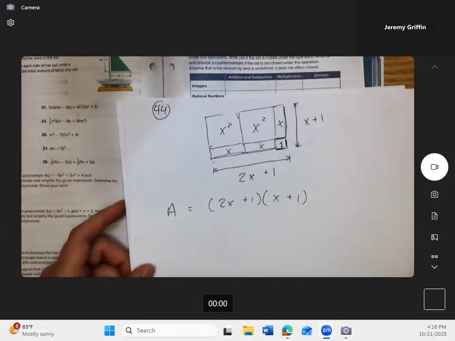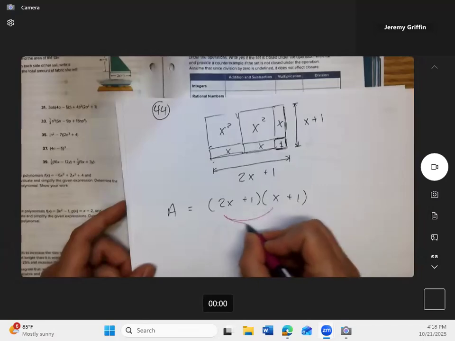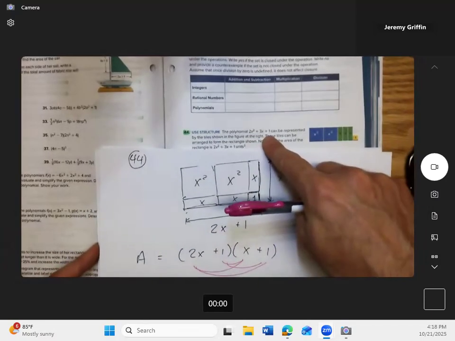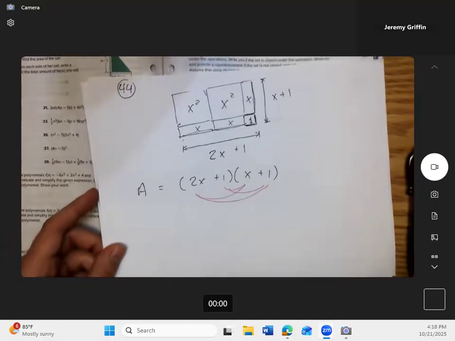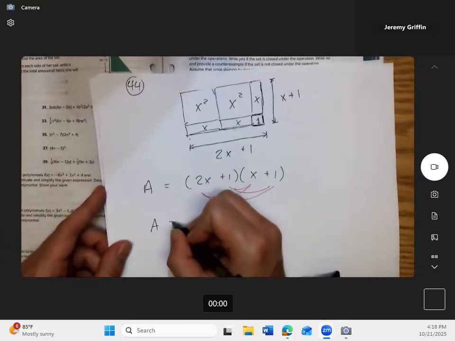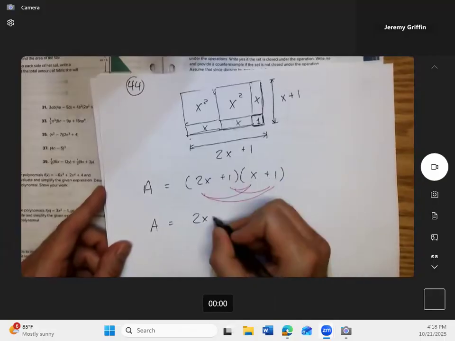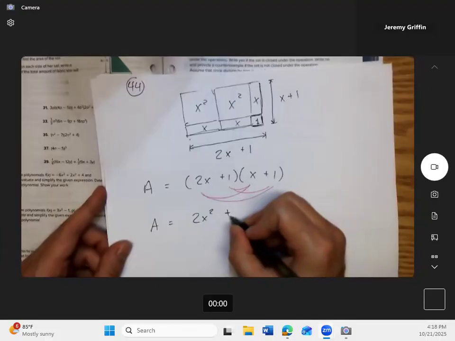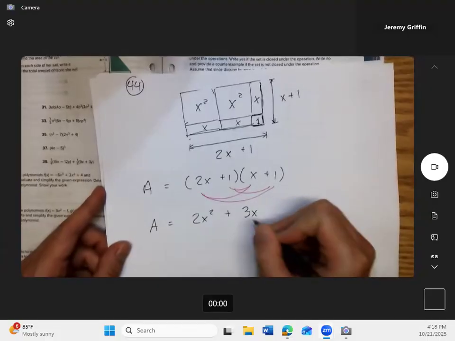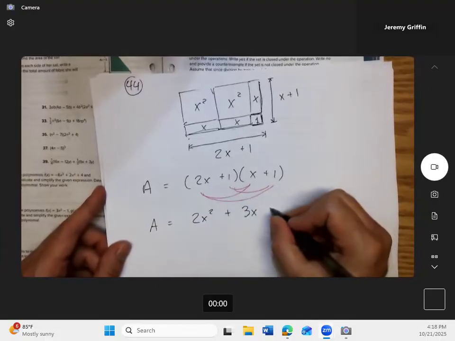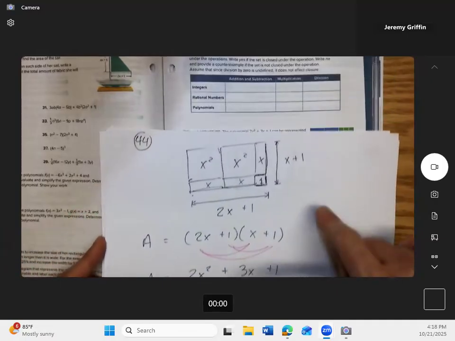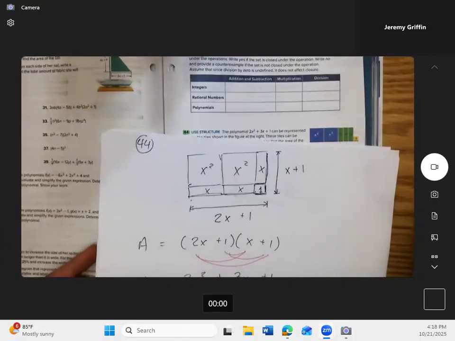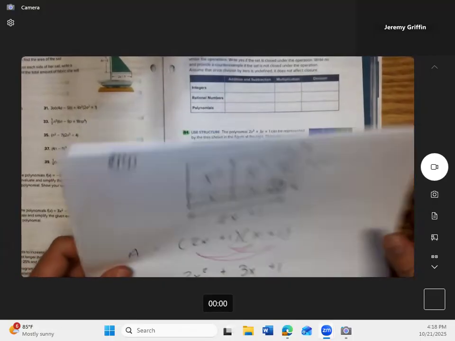Okay. Now, if I FOIL this out, first, outside, inside, last, I get the polynomial that we started with at the beginning, but it's the same thing. So that's 2x squared, plus 2x plus x. Well, I can just call it 3x, right? 2x and x, and then plus 1. Is that what they gave us? 2x squared plus 3x plus 1? Yeah, it's the exact same thing. It's right there. Yeah, so we are doing good.